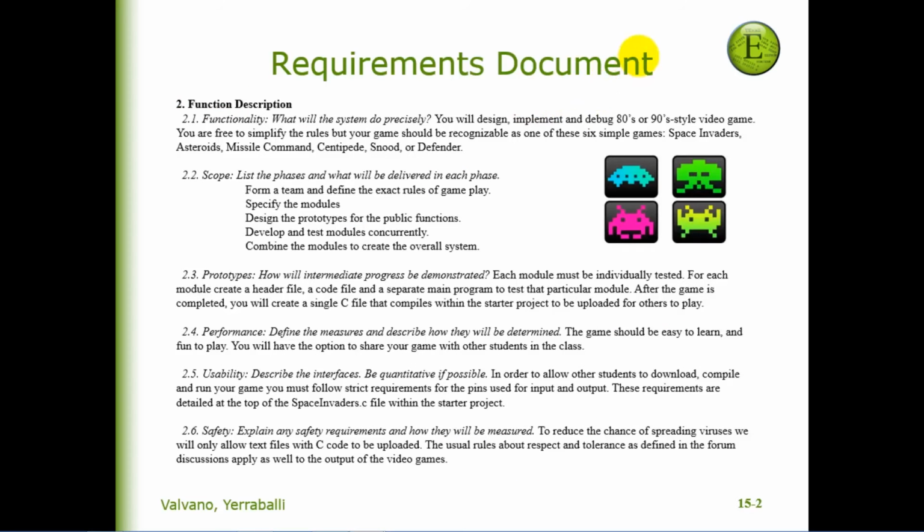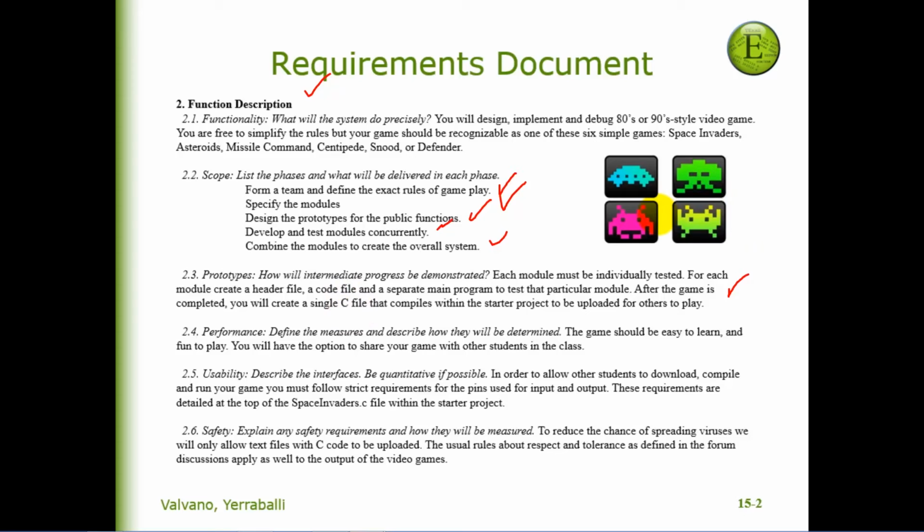The second part of the requirements document is the functional description, and it specifies exactly what the system will do. It'll be an 80s style video game with inputs and outputs. These are the phases of development. You will find a team, if you would like, and define exactly what the rules of your game will be. We'll specify the modules, the various hardware and software components. We will organize or architect your software by defining prototypes for the public functions. And then one by one, you will test the modules. And then once all the modules are tested, you will put them together to create a system.